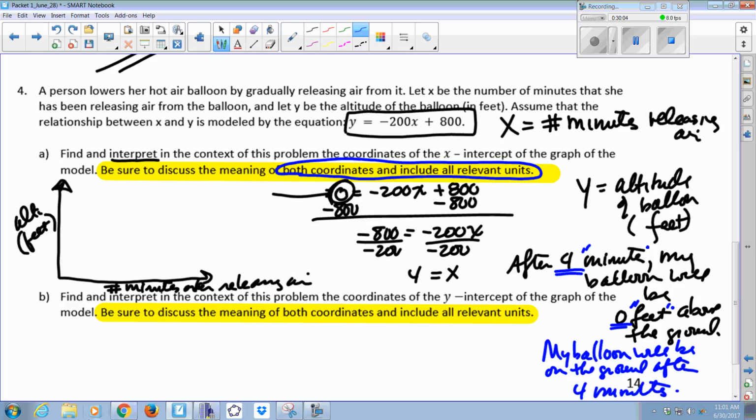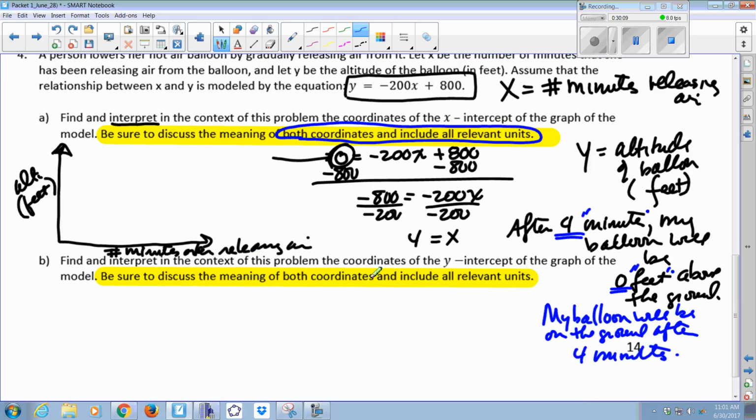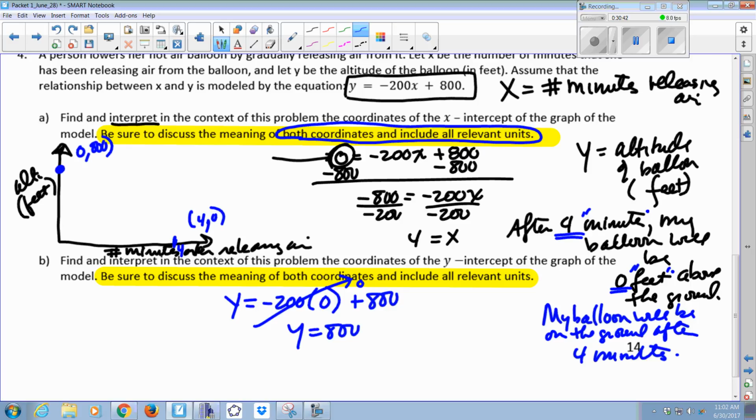Now let's take a look at B. Find and interpret in the context of this problem the y-intercept. So I know here at (4, 0), my balloon is on the ground. Let's look at the y-intercept. The y-intercept, if you recall, is when we let x equal 0. So x goes to 0, and y is 800. That tells us that initially, before I release any air, my balloon is 800 feet in the air.